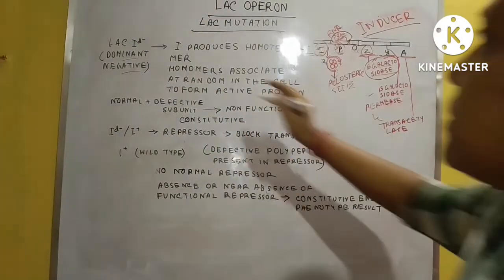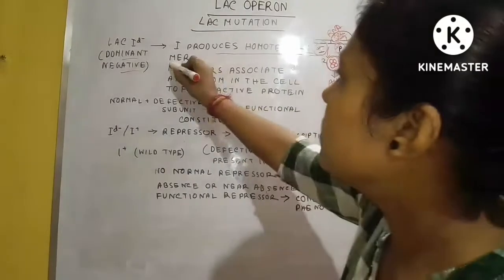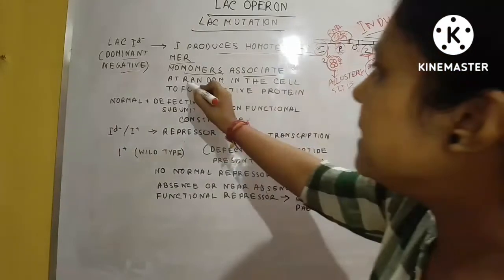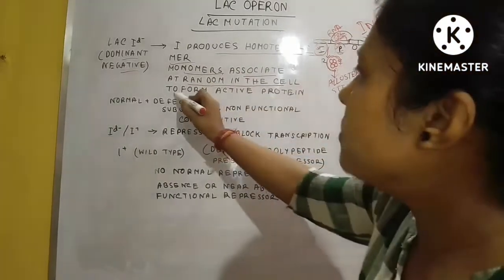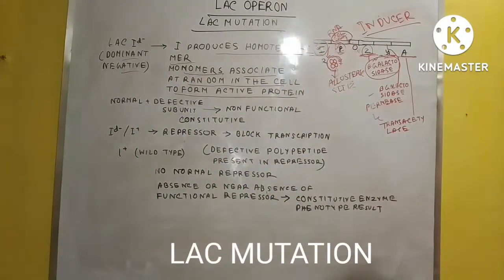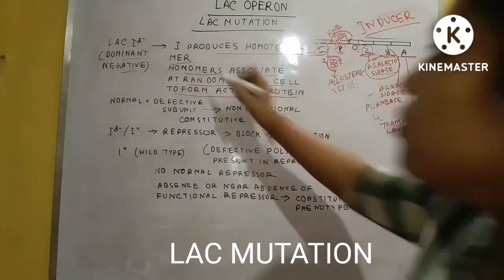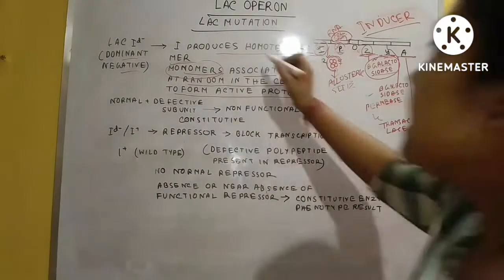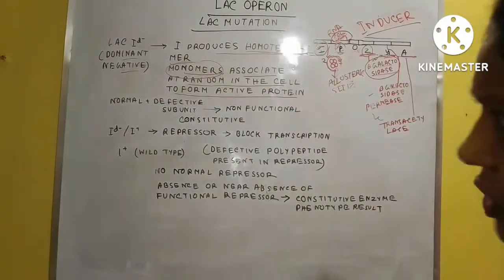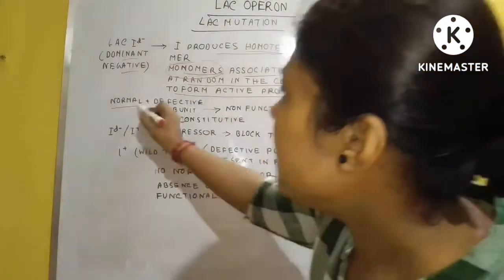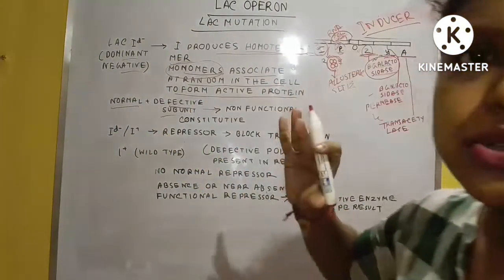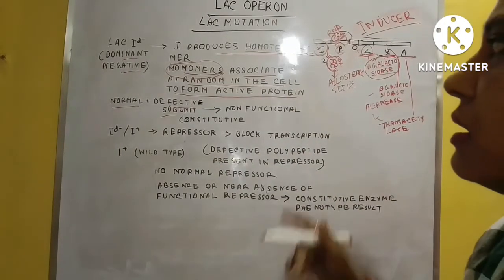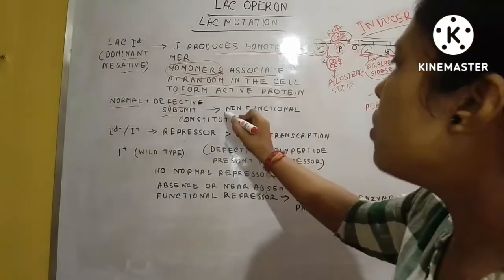And here I produces the homotetramer, okay? Generally monomers can associate at random in the cell to form the active protein. Okay, in case of formation of the regulator protein, so the monomer is very important. But here what we will see is the homotetramer. Okay, here the normal and the defective subunit are produced. Okay, that means within the regulator protein or repressor protein, that is non-functional.